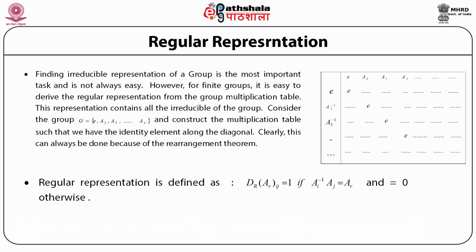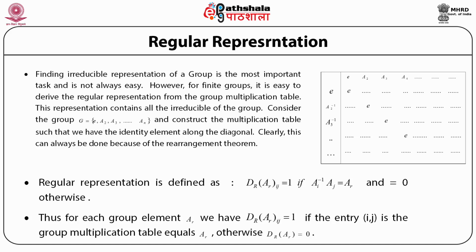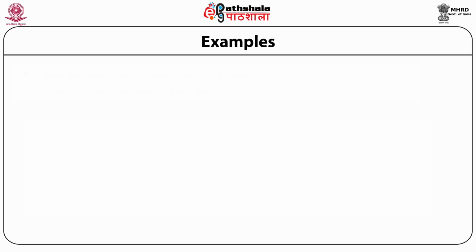The regular representation D(R) is defined, therefore, as a matrix. The ij-th element of the regular representation D corresponding to the element A(R) is equal to 1 if A(I) inverse A(J) is equal to A(R), and is equal to 0 otherwise. Thus, for each group element A(R), we have D of A(R) equal to 1 if the entry ij in the group multiplication table equals A(R), otherwise it is equal to 0. We will now illustrate this with the help of an example.